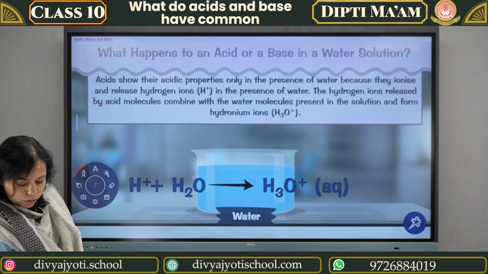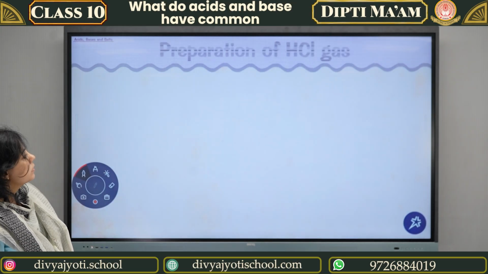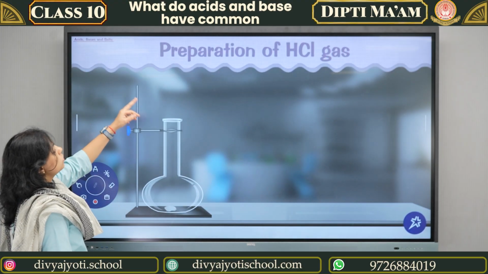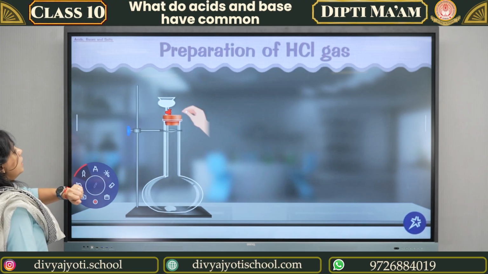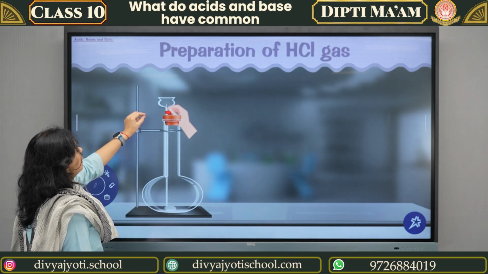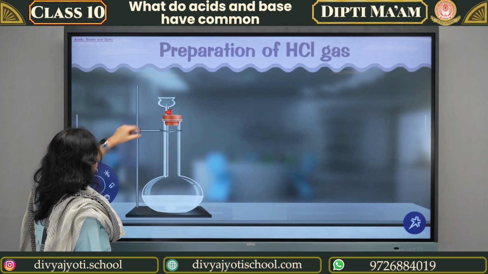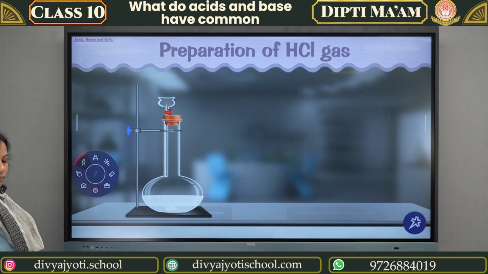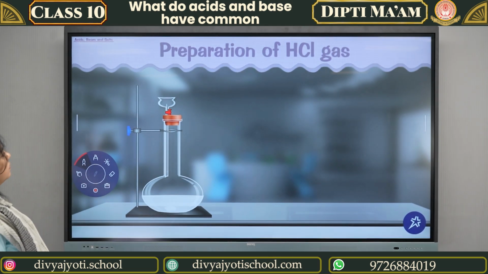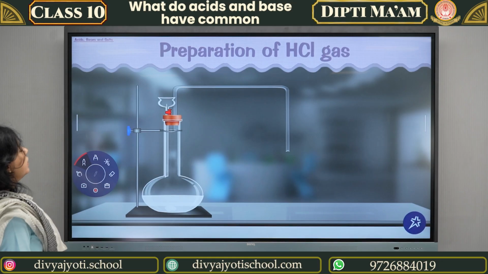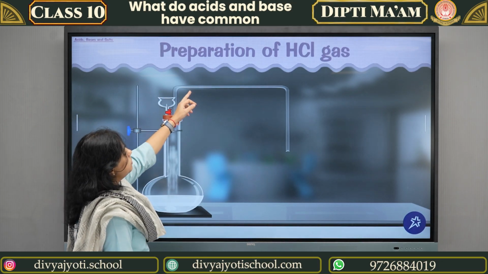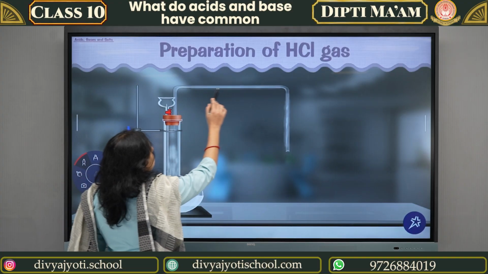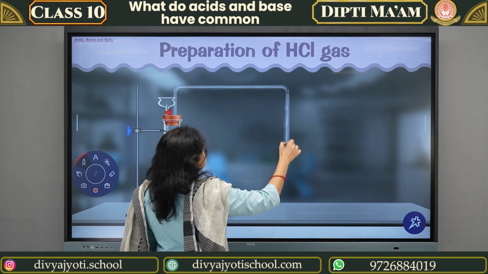Now again, we observe one activity here. In this activity, you can see the round bottom flask in which I added sodium chloride, and this is the 2-hole cork. With the help of this thistle funnel, I add some solution to it, which reacts with the NaCl. Now here there is a delivery tube, a U-shaped tube, and you can observe that gas is released and comes outside from this delivery tube.